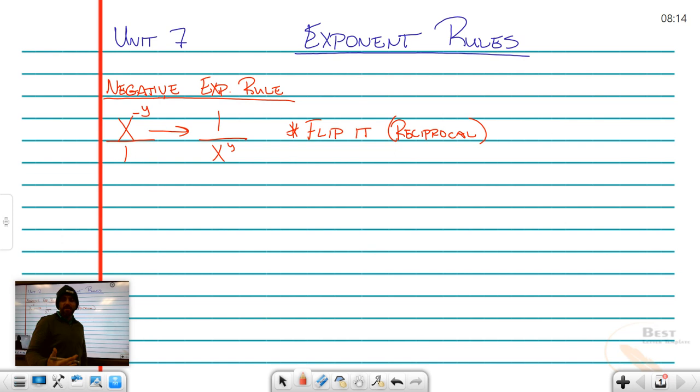Now it also works as the opposite. So if I have, let's say, 1 over 3 to the negative 5, you might be thinking, hey, I can't flip this, it's on the bottom. Well, you can always flip from top to bottom and bottom to top. So if I was to flip this and make it positive, it would just be 3 to the positive 5 over 1, which is 3 to the 5th. So you're just flipping it. That's all you're doing. And once you flip it, it makes that negative a positive.